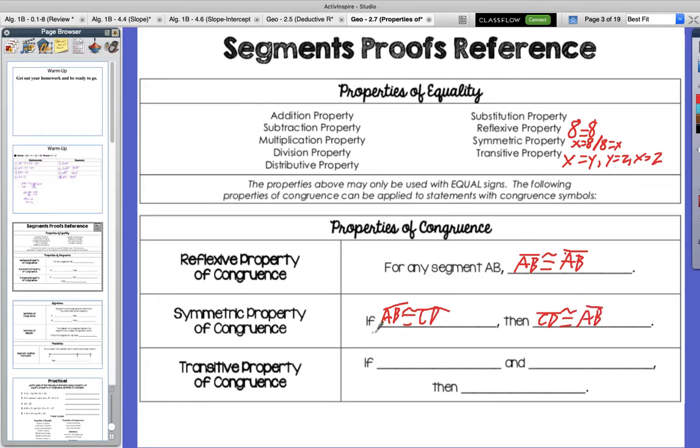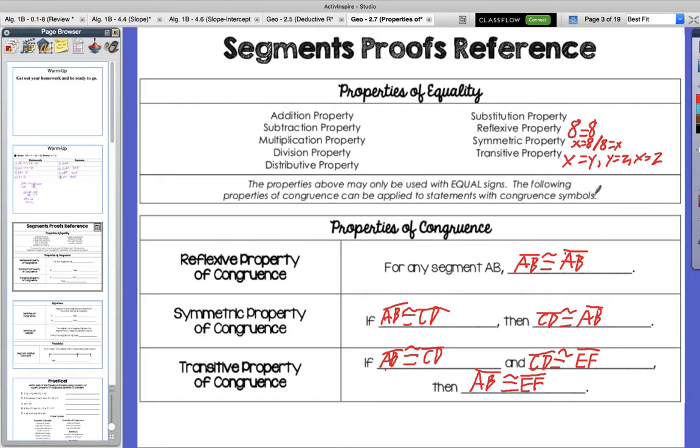Transitive property, once again, same idea as what we had on our equality, but this one's just for congruence. So if we have segment AB is congruent to segment CD, and if we have segment CD is congruent to segment EF, I kind of said O, but it's like E-F, okay? And then segment AB is congruent to segment EF. Kind of cut out the middleman, segment CD, okay?